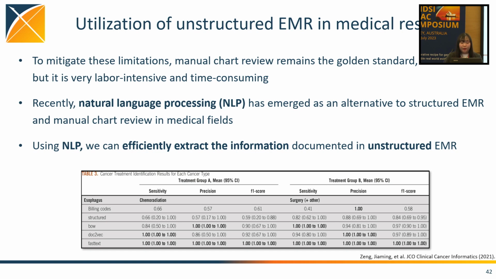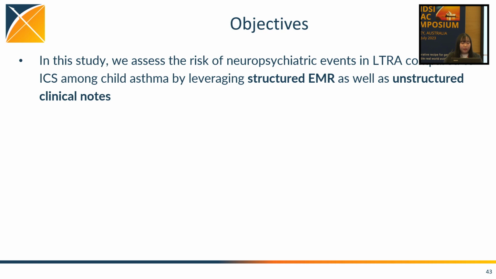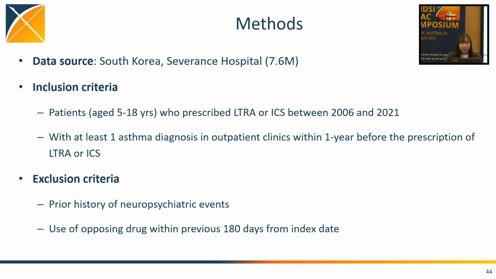So using NLP, we can efficiently extract the information documented in unstructured clinical notes. In this study, we assessed the risk of neuropsychiatric events in LTRA compared to ICS among child asthma by leveraging structured EMR as well as unstructured clinical notes. We used a database from Severance Hospital converted to OMOP CDM. Severance Hospital contains information about more than 7 million patients in South Korea.